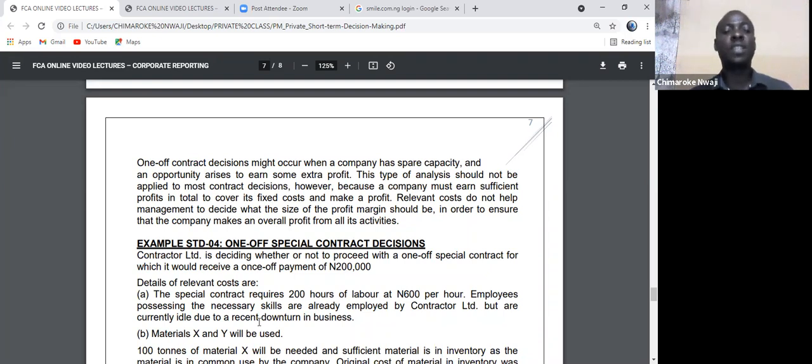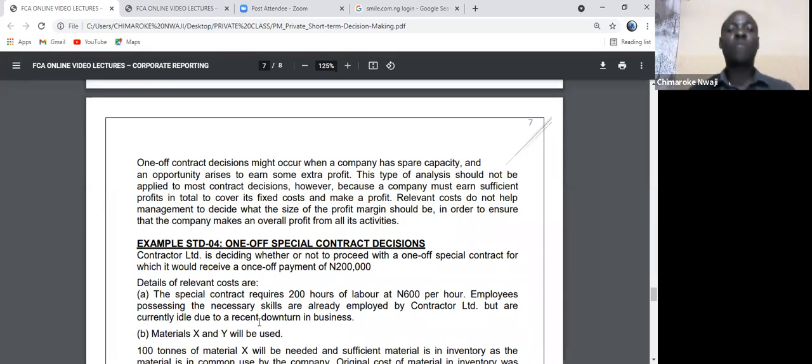This type of analysis should not be applied to most decisions. However, because a company must earn sufficient profit in total to cover its fixed cost and make a profit, relevant costs do not help management to decide what size the profit margin should be in order to ensure that the company makes an overall profit from all of these activities. Okay, so this is just some comments here.